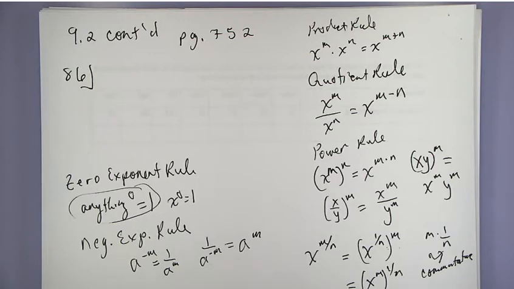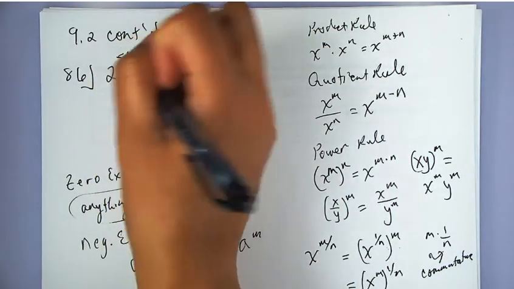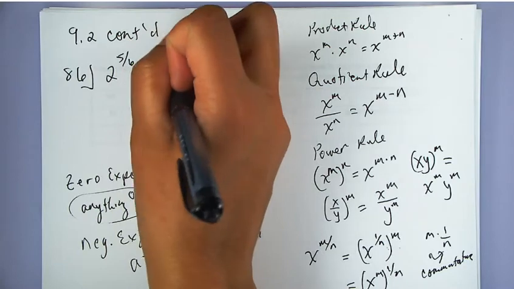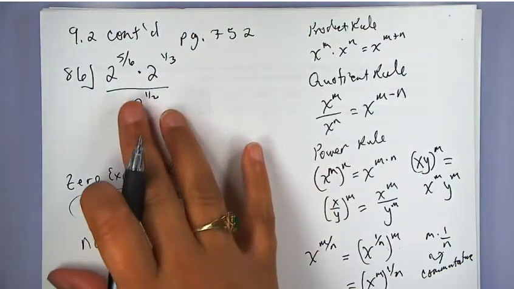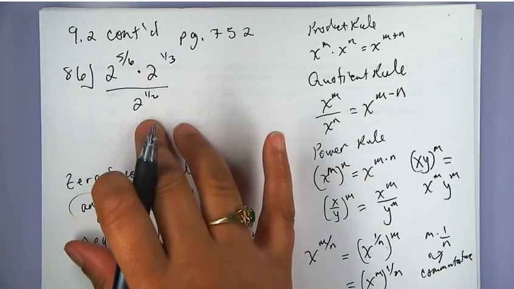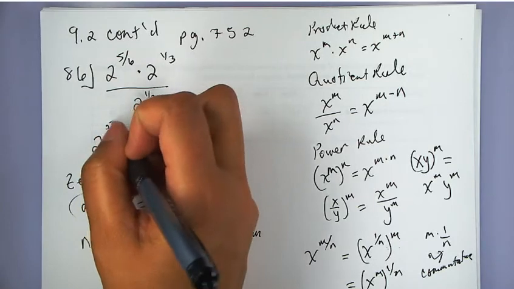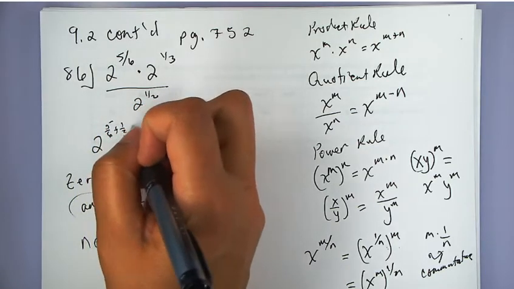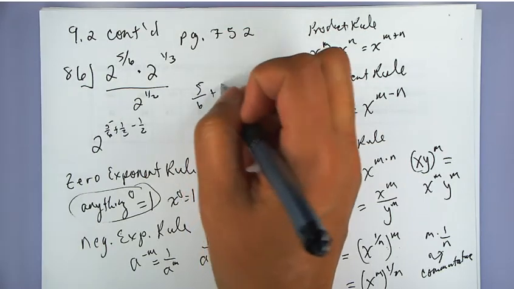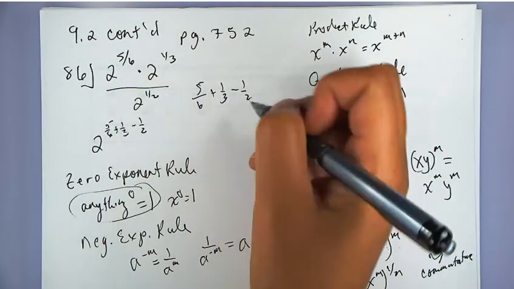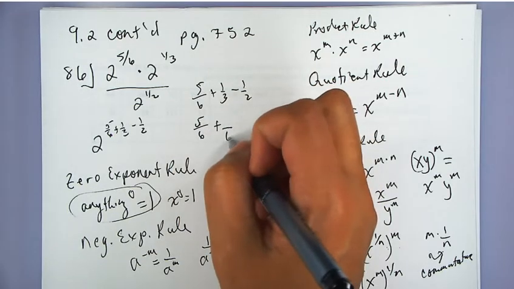We had 2 to the 5/6 times 2 to the 1/3 over 2 to the 1/2. And we saw that they all have the same base. So we have the product and the quotient rule going on. So this becomes 2 to the 5/6 plus 1/3 minus 1/2. And we went on the side and did our fractions. We found the common denominator. In order to add or subtract fractions, you need a common denominator. Do y'all agree? I do hope so.